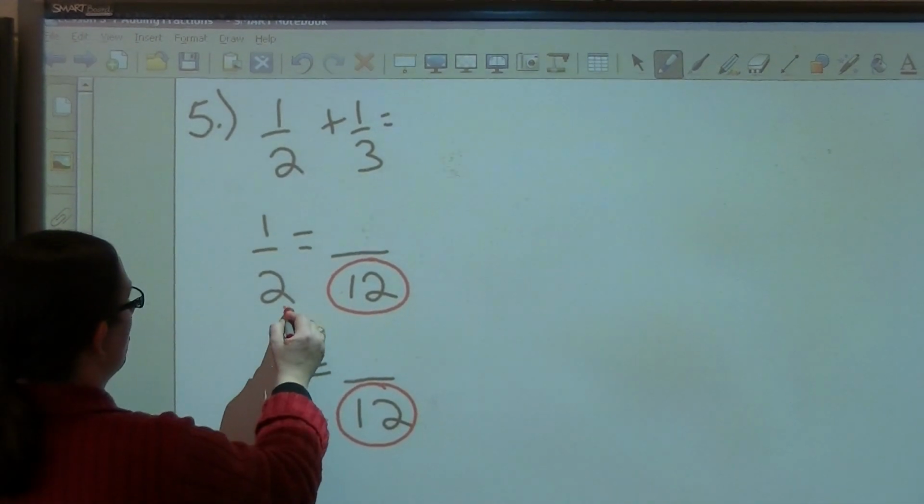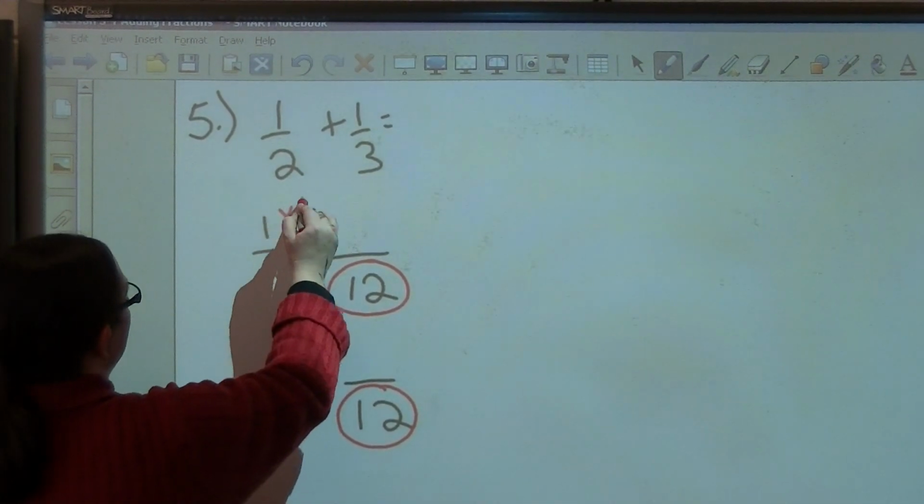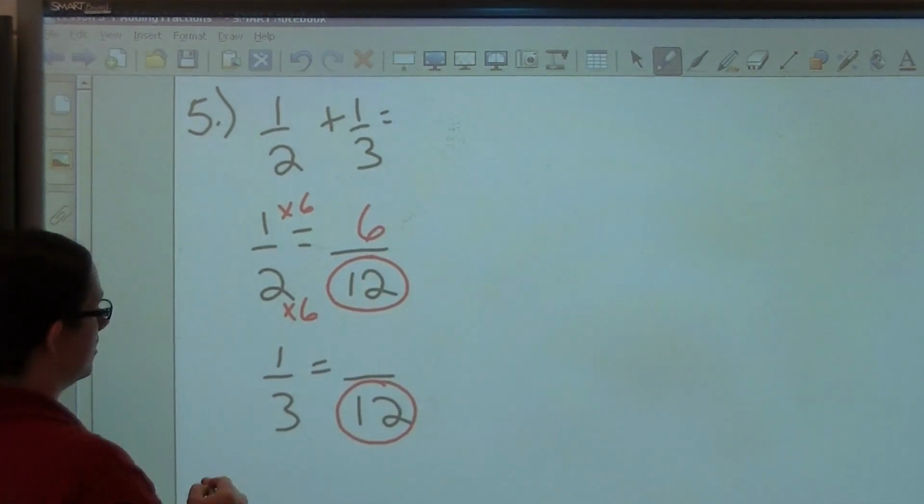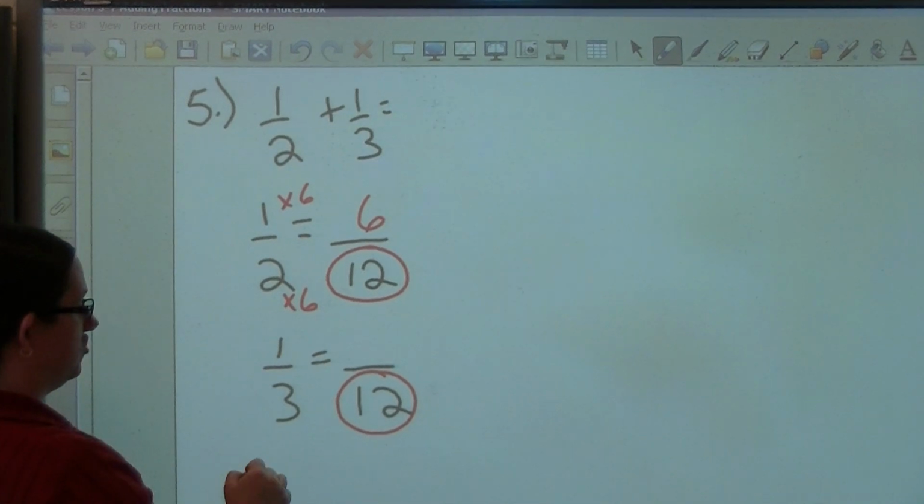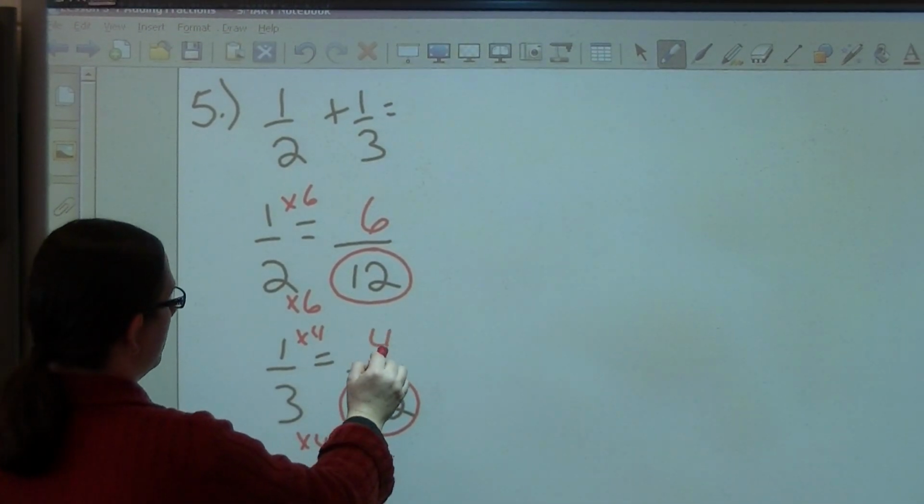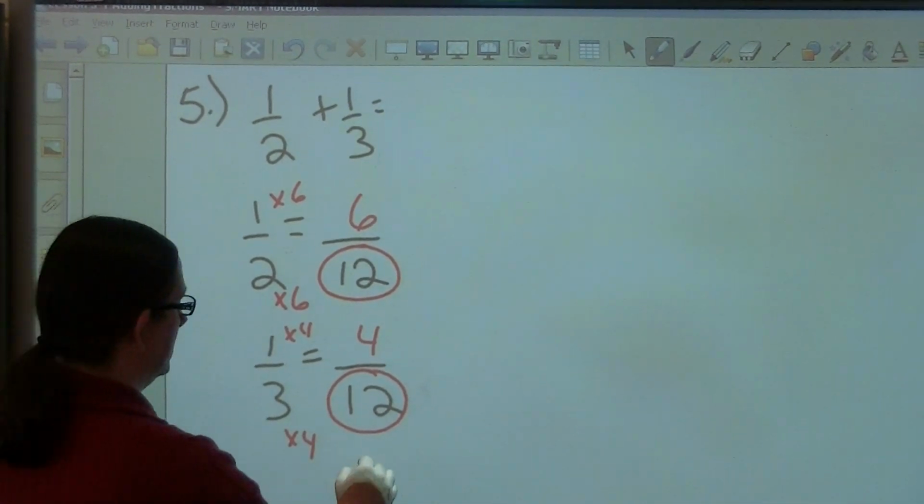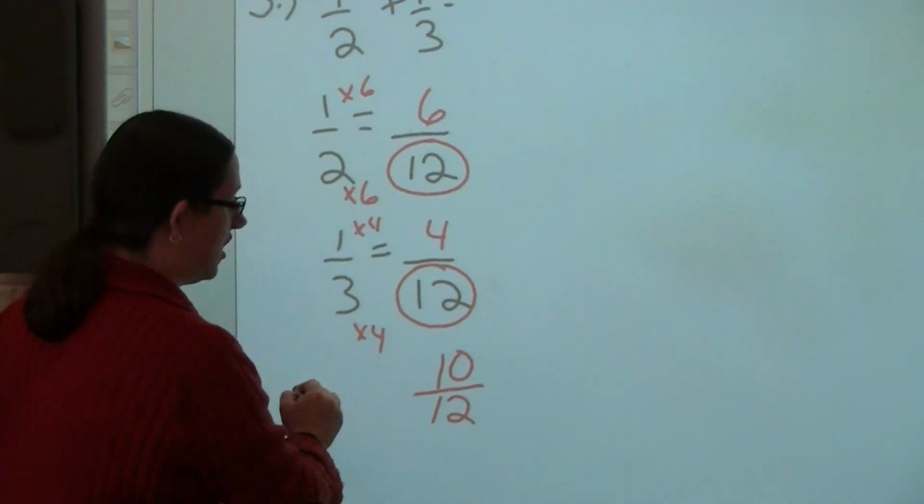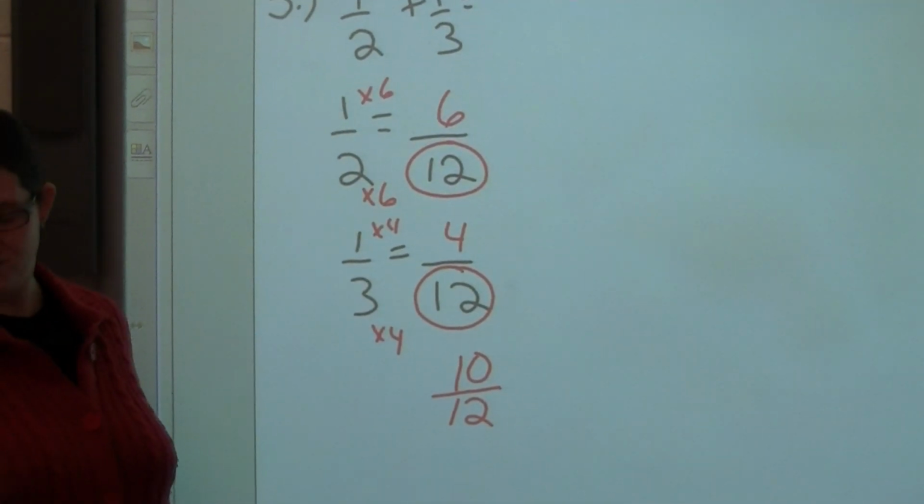Okay, so 2 times what? 2 times 6. 1 times 6. What's 1 times 6? 6. Good. And 3 times what gives us 12? 4. And 1 times 4 gives us 4. What's 6 plus 4? 10. And our bottom number is what? 12. Okay, is that our final answer?